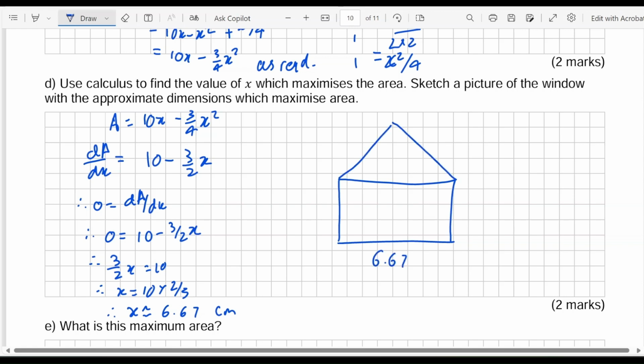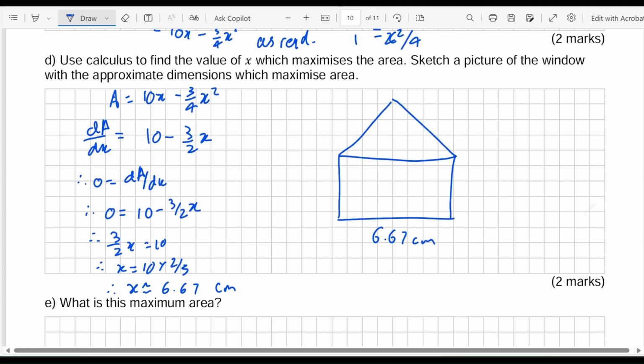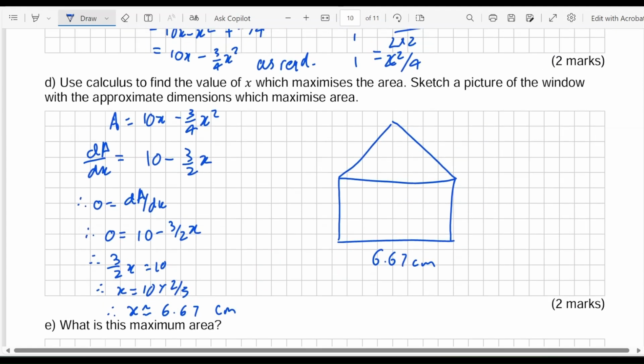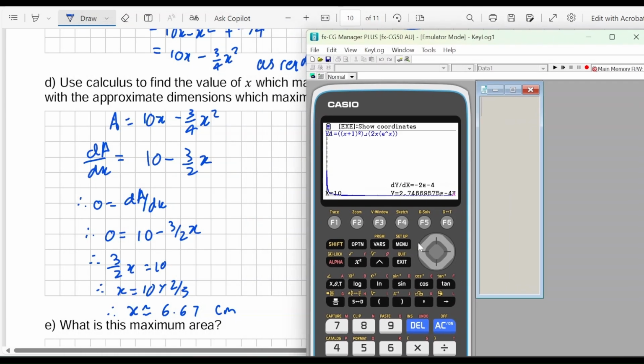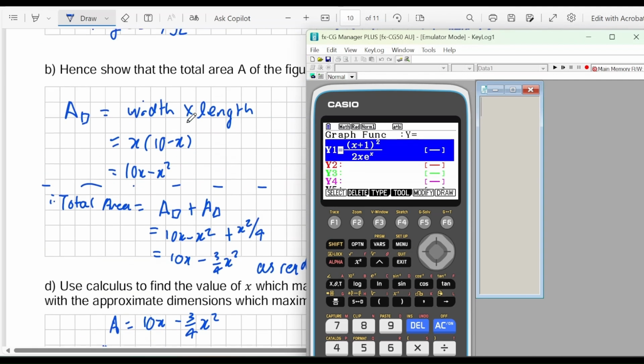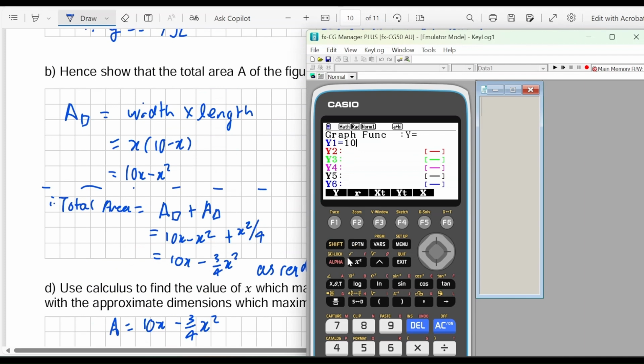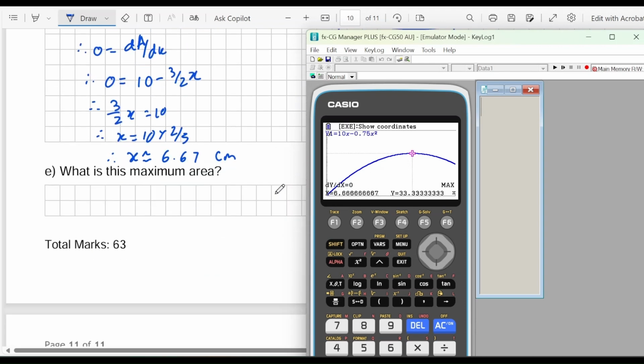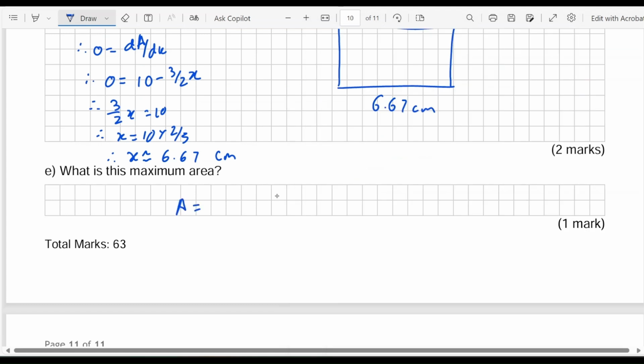So 6.67 centimeters. By the way, you probably should make sure that this is a maximum. You can do that a few different ways. You can check all the endpoints, or since we're going to need it graphed anyway in a second, I might graph this now. So the area function was 10x take 3 over 4x squared. Draw that. There it is. And we can see that G-Solve max should happen at 6.6, which it does. By the way, this solves the last question here, which is that the area maximum is 33.3 centimeters squared.